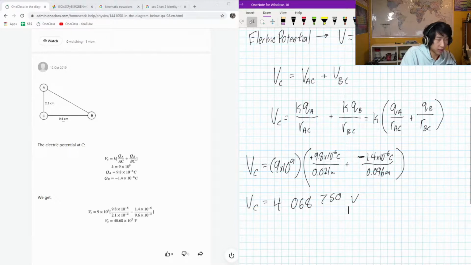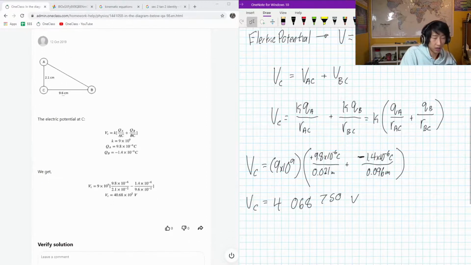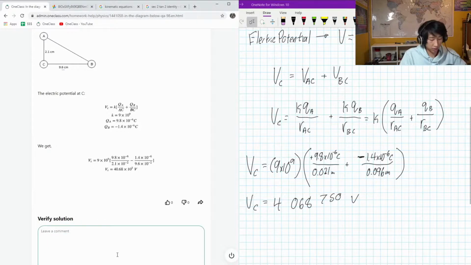So yeah, we got precisely the same calculation here. So yeah, this is how you do it. The calculation is agreed here, and yeah, everything's good. So good job.